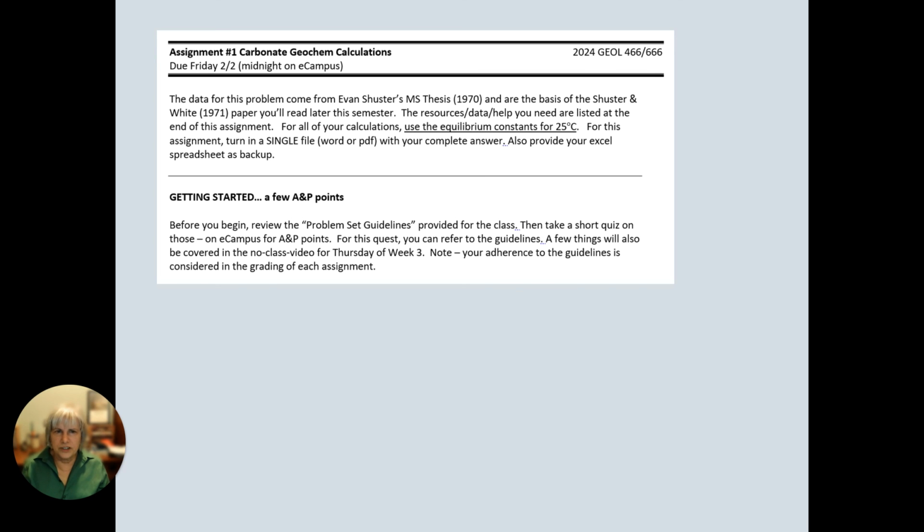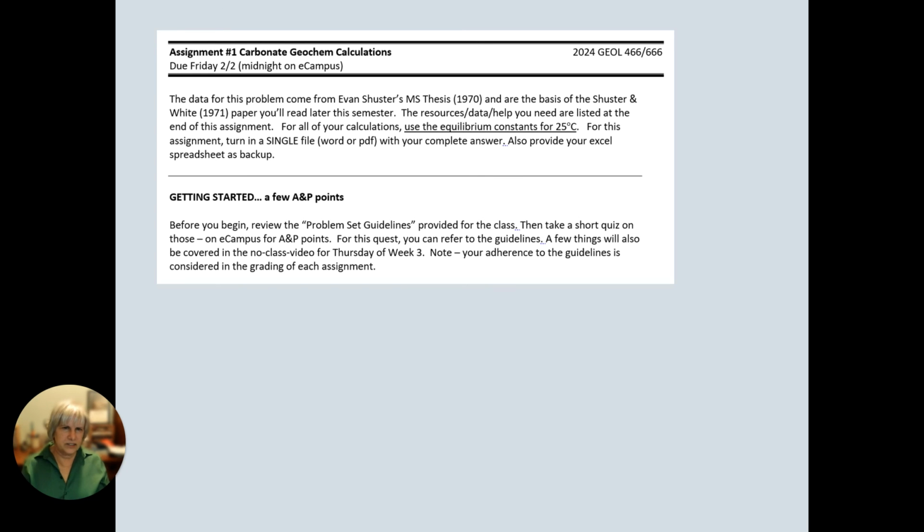So the first thing you need to do is read the problem set guidelines. Those are also posted in the resources. That's sort of how we go about different things in this class, how to lay out problems to do them right, how to submit your problem set when you have it done. And all of those are there. One of the things you're going to do after you read those is a little quiz on eCampus that gives you your AMP points for having done that. There's a few questions about how you submit things, that kind of thing.